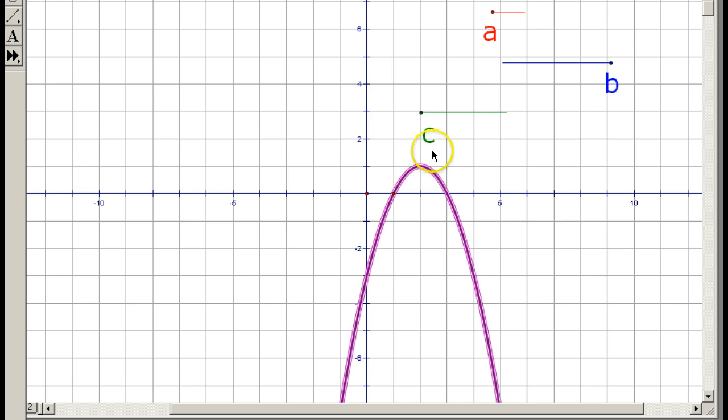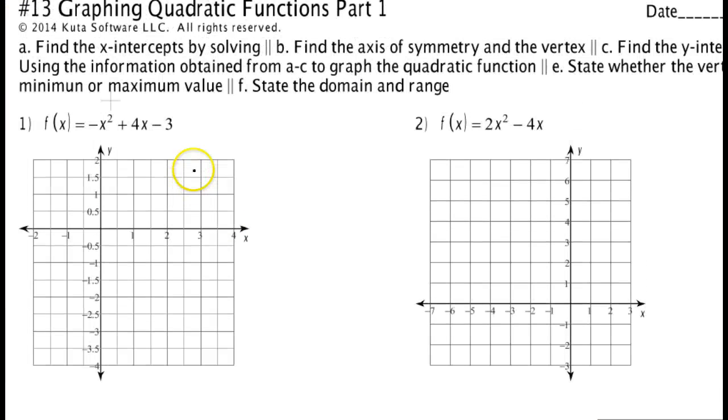How do you calculate that vertex? So this will be a slight reminder. Let's go through some of this. Find x-intercepts by solving. Yeah, we could do that. So let's solve this thing. Take out a negative. That's GCF, negative 1. We can factor what's left over, which is x squared minus 4x plus 3.